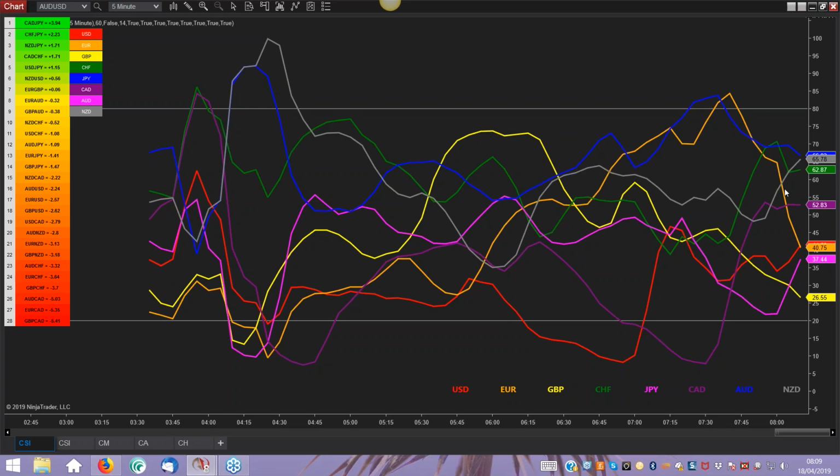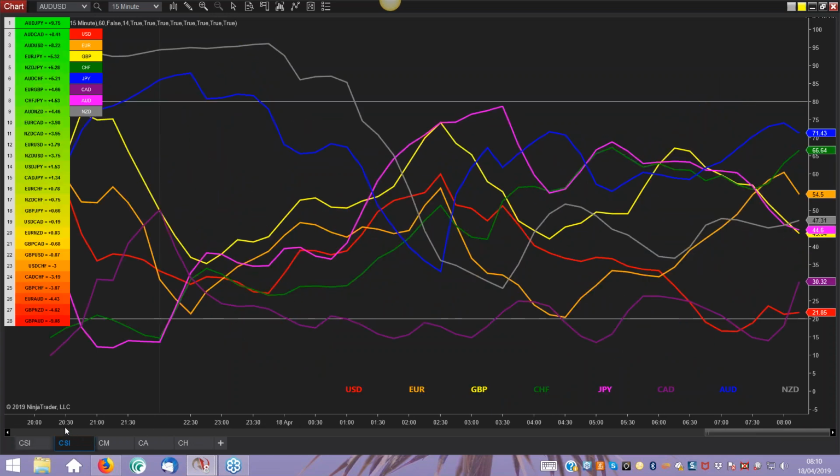That's probably ahead of the news. Has the news actually come out yet? I don't think it has. It's due in 8:15 our time. So starting to see some pretty strong selling of the euro. And we've got some decent buying of the yen here coming in as well. Head up to 15, and you can see that starting to reflect on the 15-minute time frame from the euro.